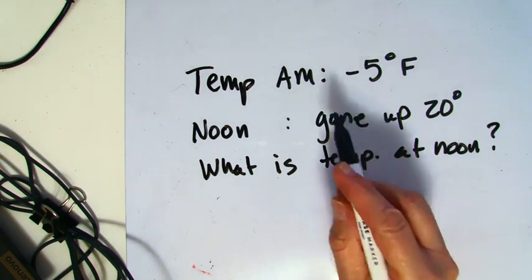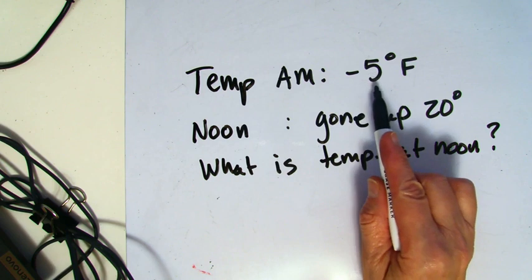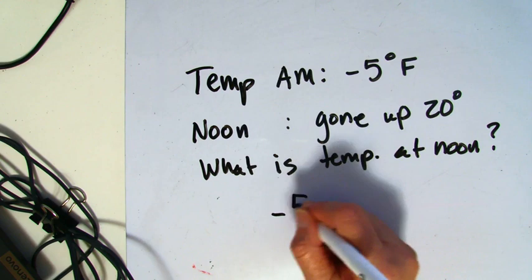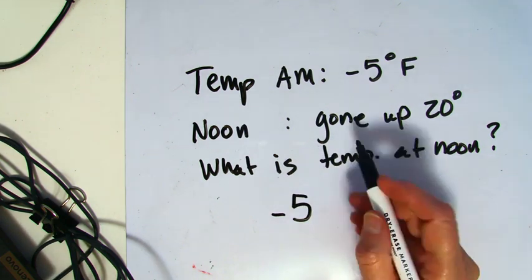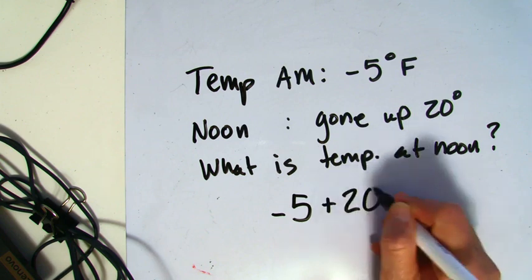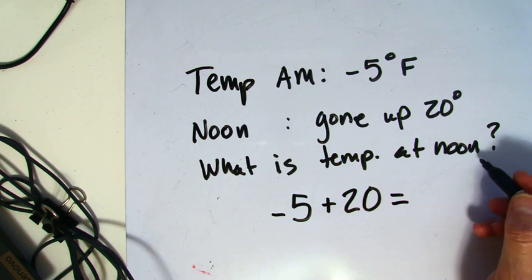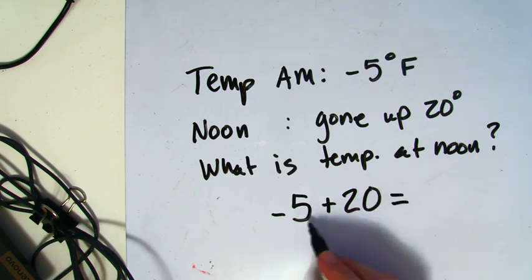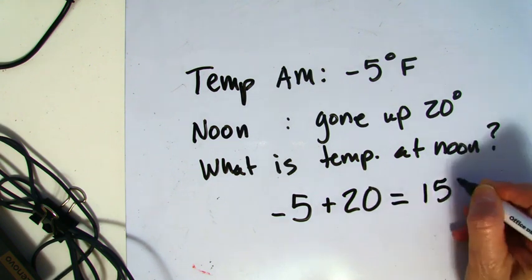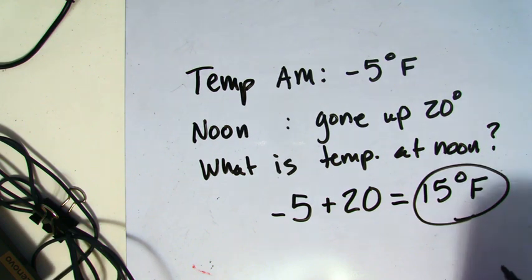Okay, and so you can translate that by starting with your starting temperature in the morning, -5, and you're adding 20, so it went up 20 degrees, and now we have to figure out what is that temperature at noon. Well, we're going to combine these two, and it's going to be positive, so a positive 15 degrees Fahrenheit, and that would be the temperature for noon.